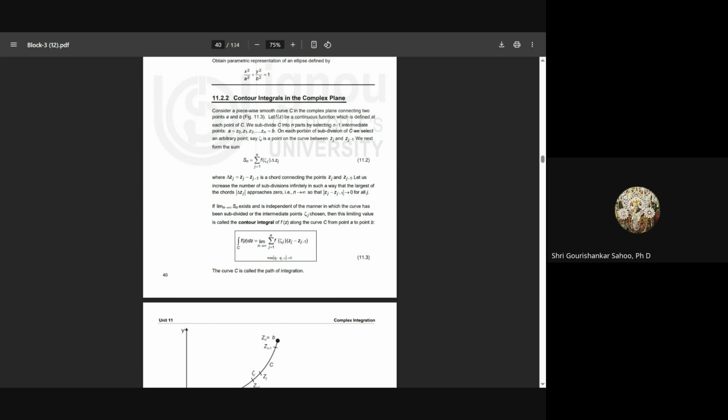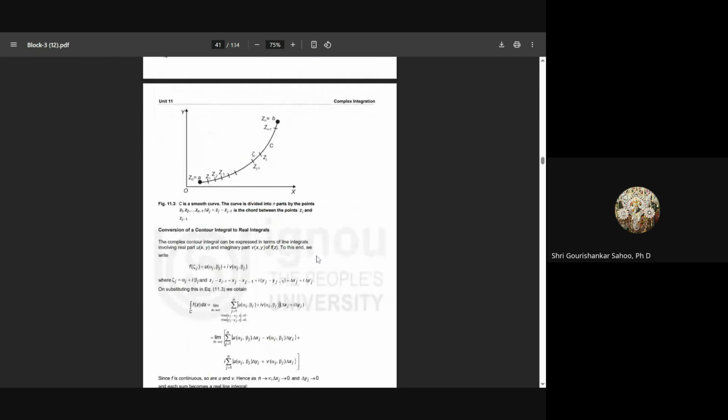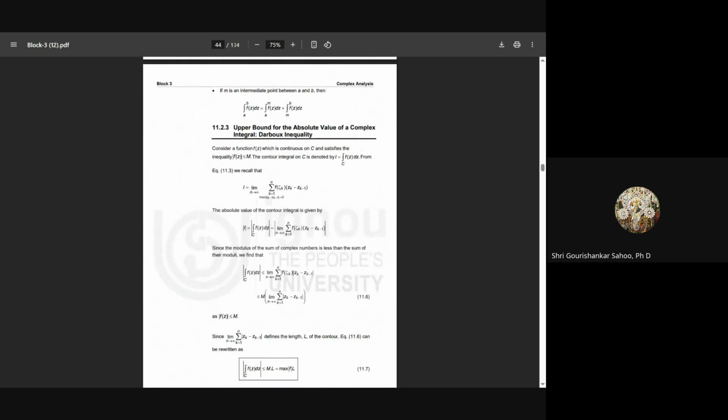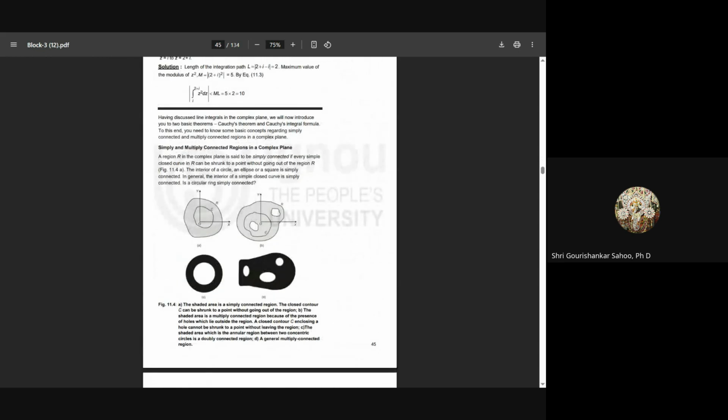Integration over C of f(z) dz is equal to the limit as n tends to infinity of the summation from j equal to 1 to n of f(ζj)(zj minus zj minus 1), and C is the path of integration. Then here is a cross cut. So this is a simply connected region, and if there is another, then it is a multiply connected region. Okay.